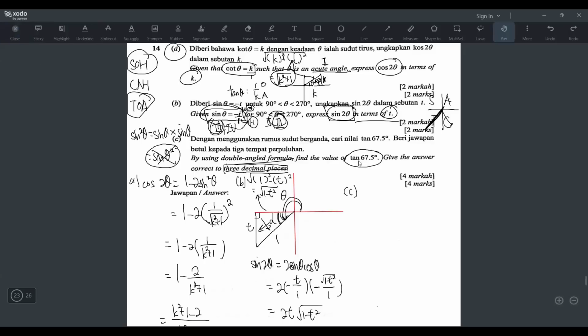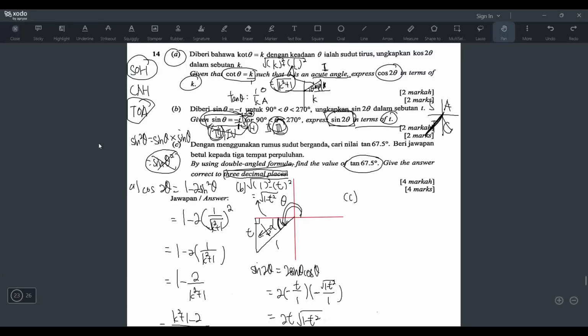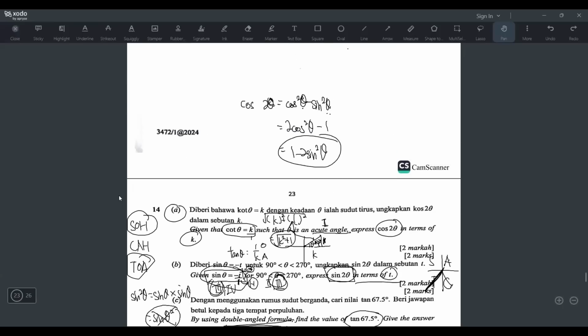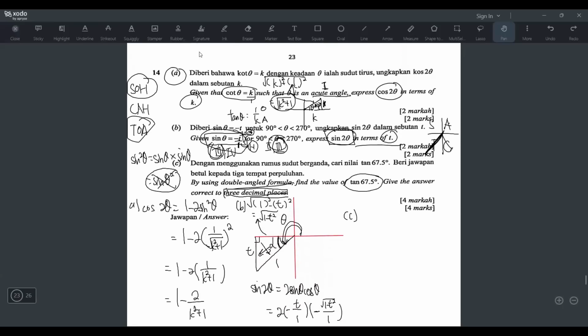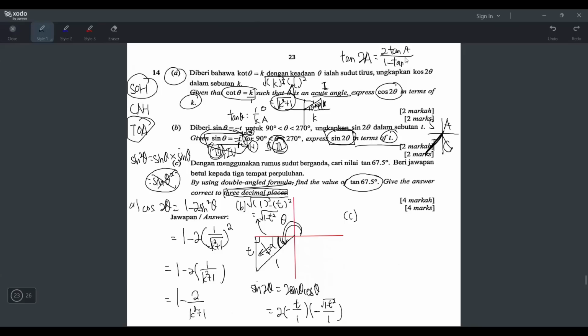So let's write down the double angle formula for tangent, because this one is tangent. Do you know what the tangent double angle formula is? I'll just write it up here. The tangent double angle formula is tangent 2A equals 2 tangent A over 1 minus tangent square A. This is one of the formulas that we learn in Form 5, chapter 6 or 7, the trigonometry chapter. Okay, so this formula we have to use.